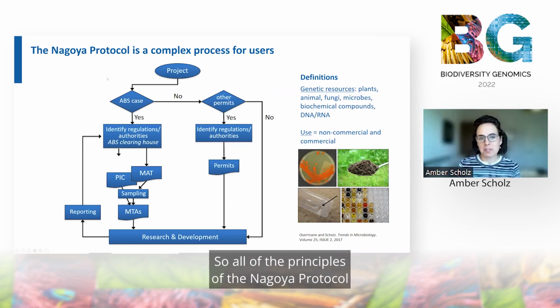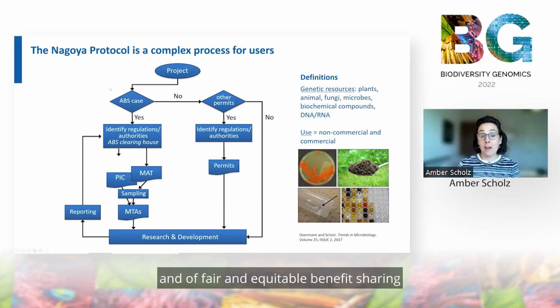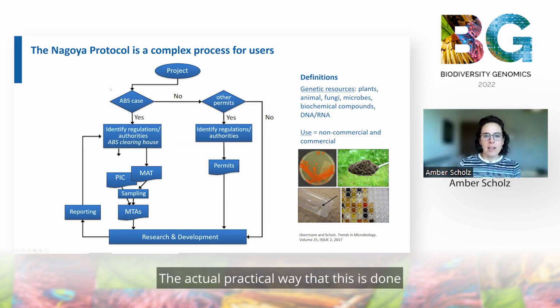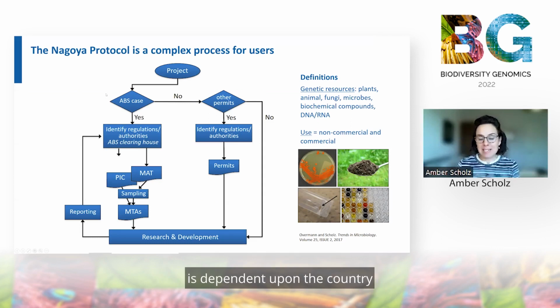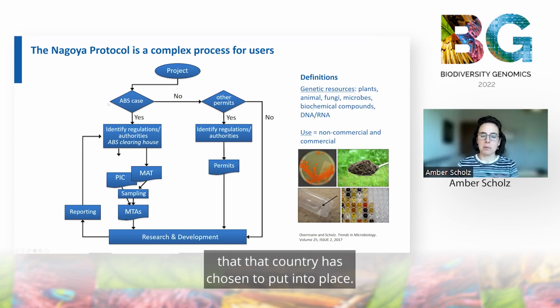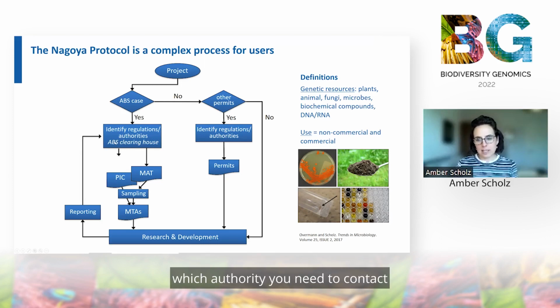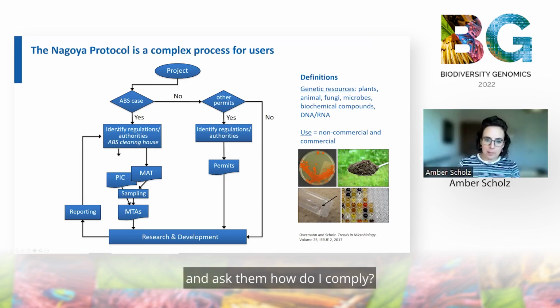So all of the principles of the Nagoya Protocol and of fair and equitable benefit sharing are incredibly important. The actual practical way that this is done is dependent upon the country in which you are conducting research and dependent upon the procedures that that country has chosen to put into place. So in every case, you have to first identify in the clearinghouse called the ABS clearinghouse which authority you need to contact and ask them, how do I comply?